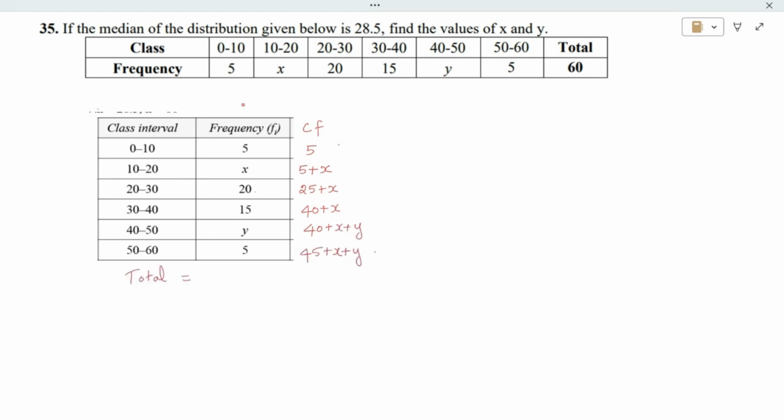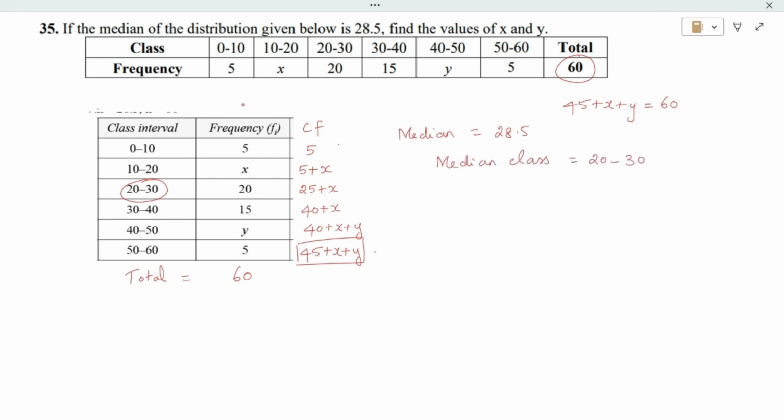So find the total. They have given the total as 60, so I'm writing that here. The last cumulative frequency will be the total value. So I know 45 plus x plus y is going to be equal to 60. But since there are two unknowns, I cannot find either x or y using this relation, isn't it? So what else is given? They have given median as 28.5. So first find the median class. So 28.5 belongs to the median class 20 to 30, isn't it?